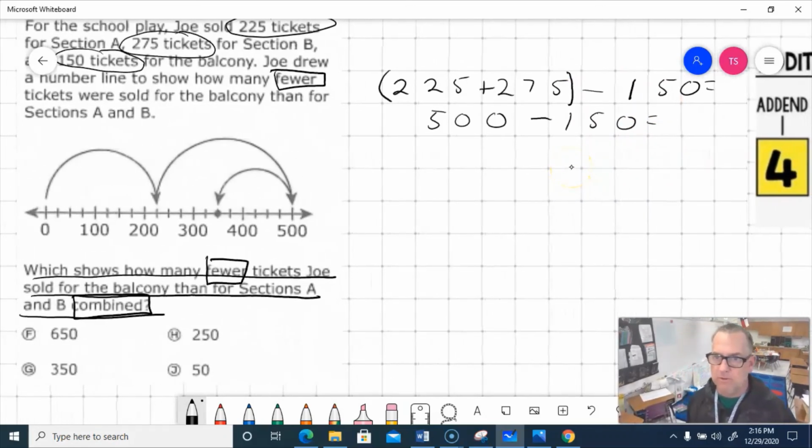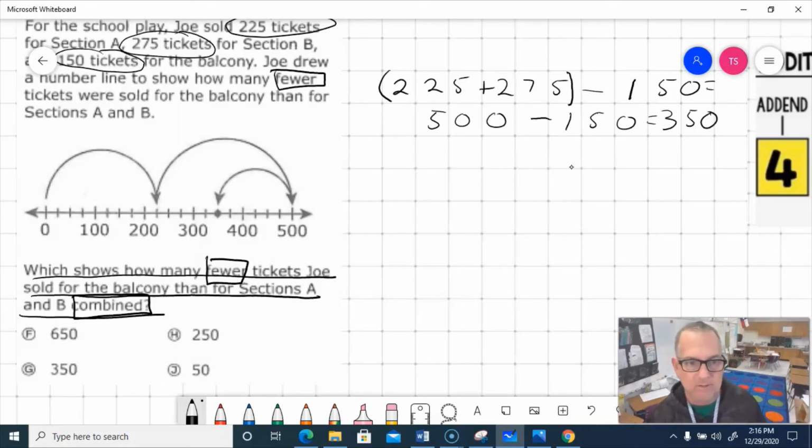Yep, that looks right. I'm going to scoot it over a little bit. I know 50 less than 500 would be 450, and another 100 from that would be 350. So it looks like there are 350 fewer tickets sold in the balcony than sold in sections A and B.